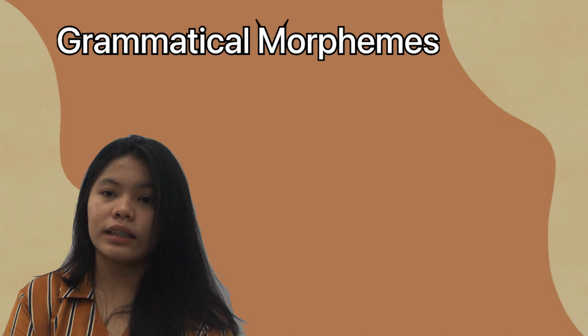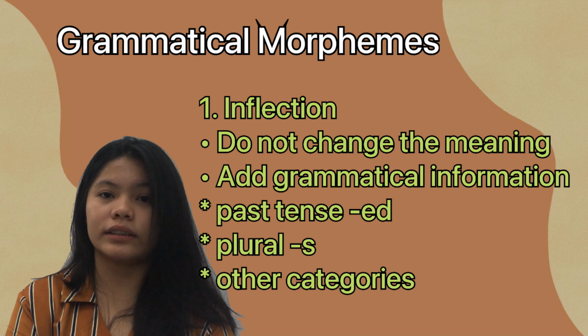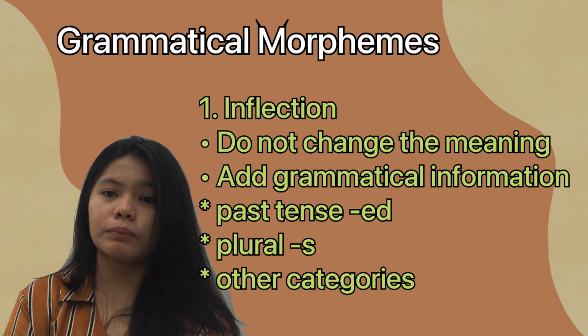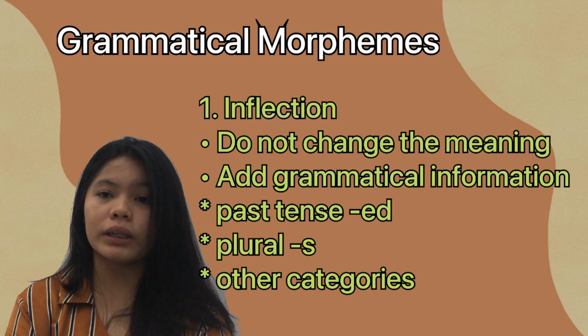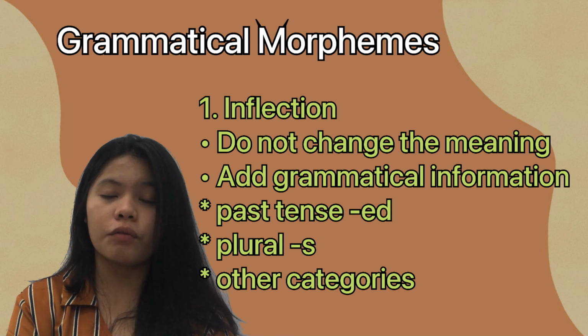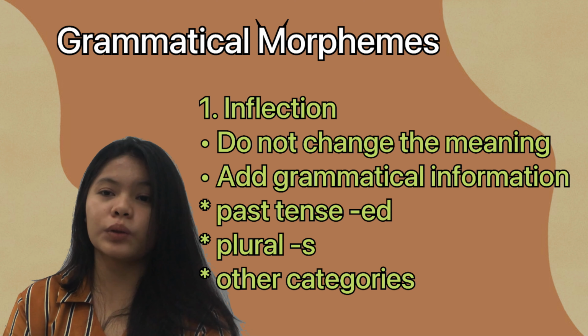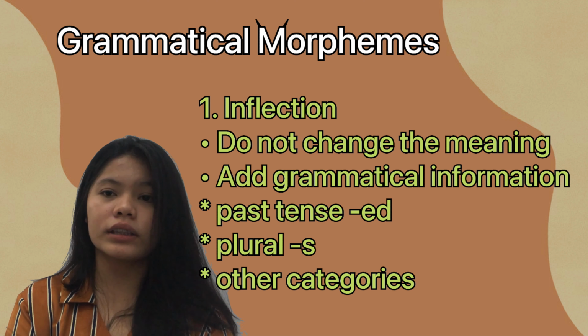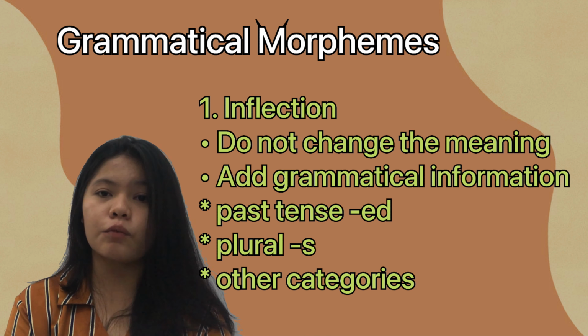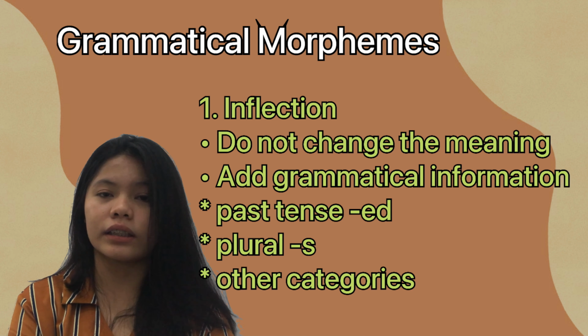So let's start with our grammatical morphemes. This is what we call inflection. The grammatical morphemes do not change the meaning, rather they add some sort of grammatical information, as in ed, the past tense in walked, or the s of houses. The s added to a noun indicates plural, and there are lots of other categories that we could list here that would fall under the heading of inflection.